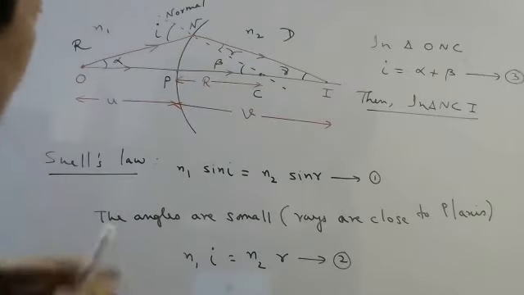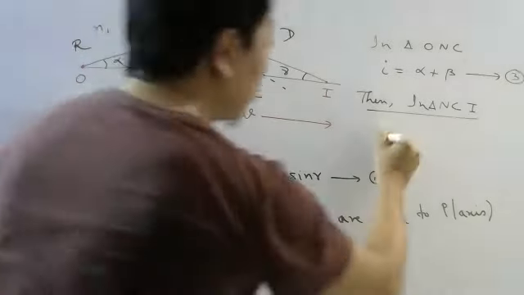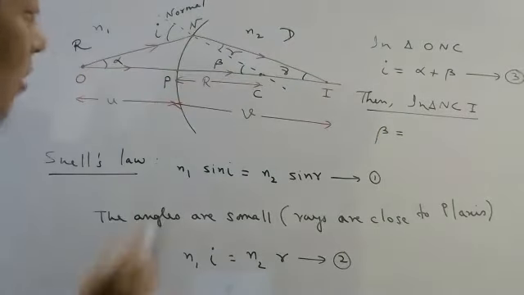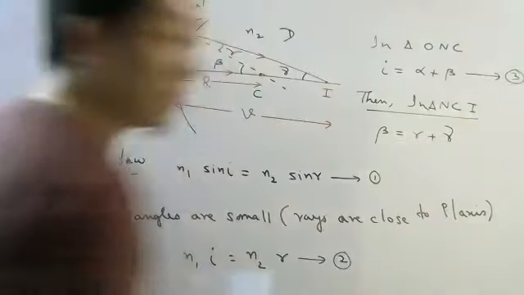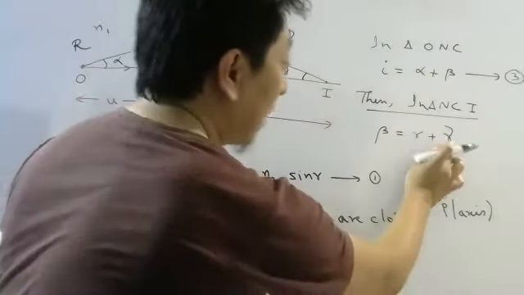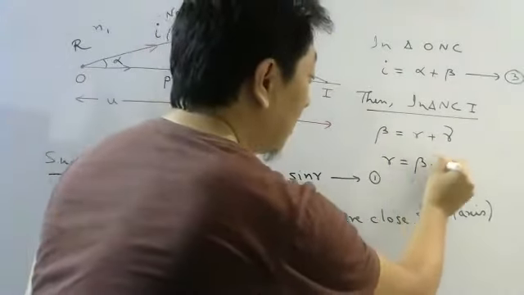Okay. So beta is the exterior angle. So beta should be equal to the sum of the interior angles opposite, R plus gamma. But remember, we want R. So what I will do, I will bring gamma this side. So R can be written as beta minus gamma. Equation 4. So once you do that, then you substitute I and R in this equation.